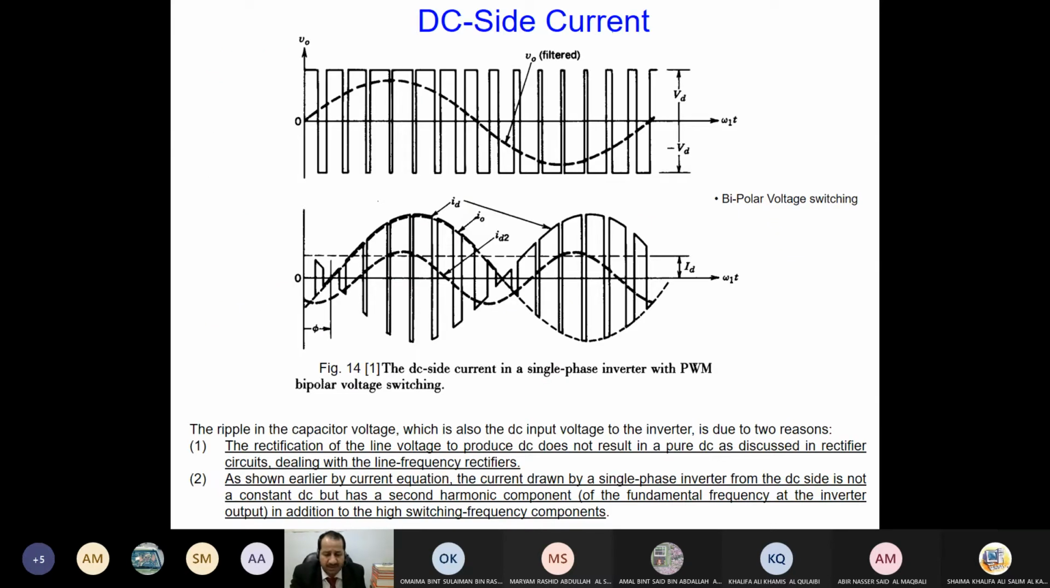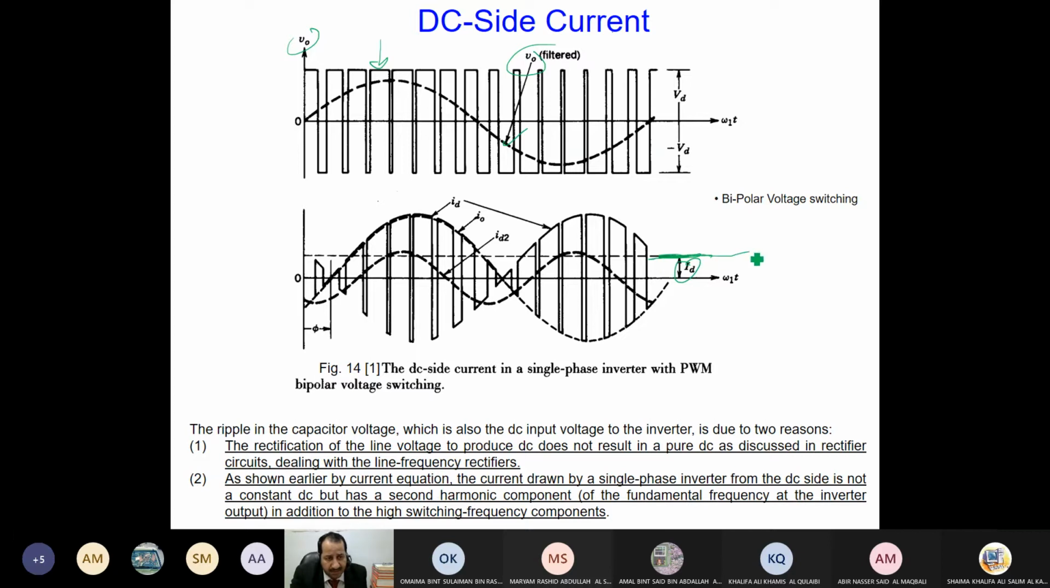Now, if I sketch this one, we know the voltage, as I sketched many times. This is the fundamental, as you can see here, and this is how it looks before we filter it. Now, if I come to the current, we know that Id, the constant here, is a constant DC.